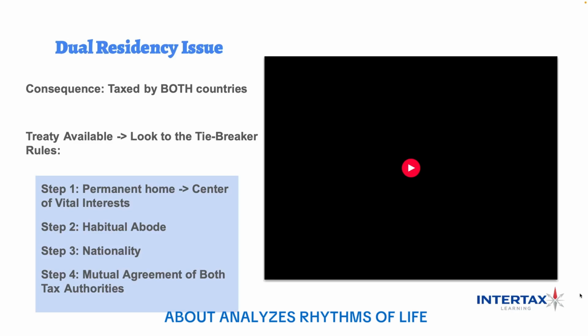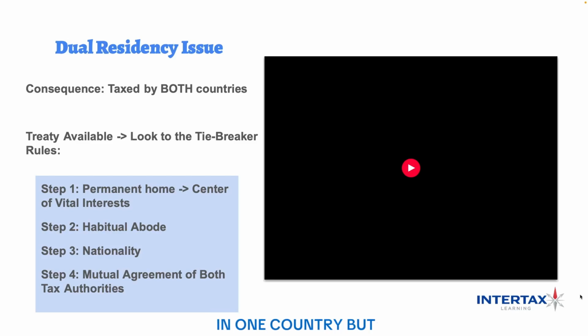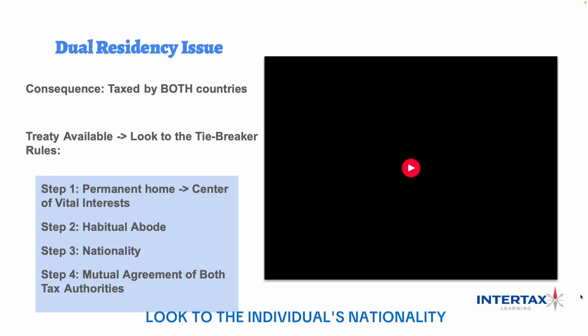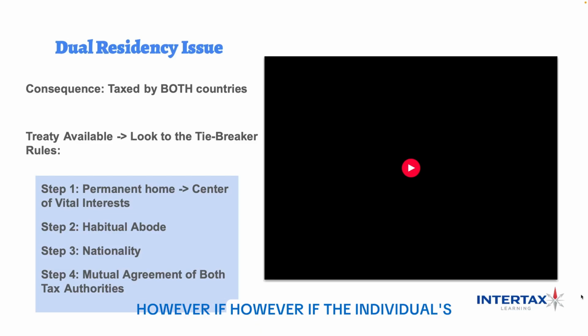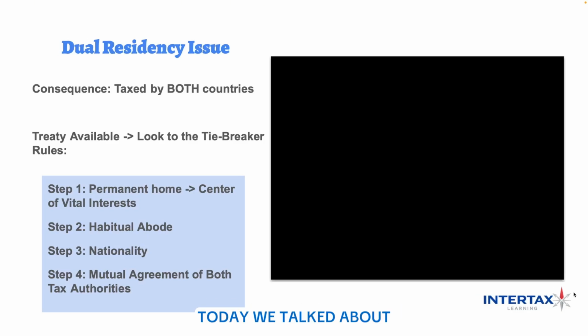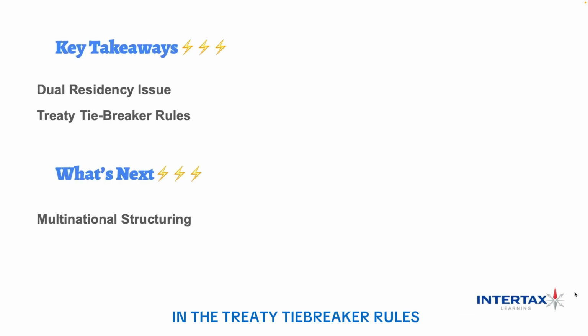Habitual abode analyzes rhythms of life. Like if you have a habit of going to this country and doing something there every weekend. This happens very often in European countries, where one person could be living in a city near the borderline. He or she lives in one country but works in another. If it can't help to determine, then we look to the individual's nationality. Most of the tests stop here. However, if the individual's nationality is not one of the 2 treaty countries, then we look to the mutual agreement of both tax authorities. All right, today we talked about the dual residency issue and the treaty tiebreaker rules.